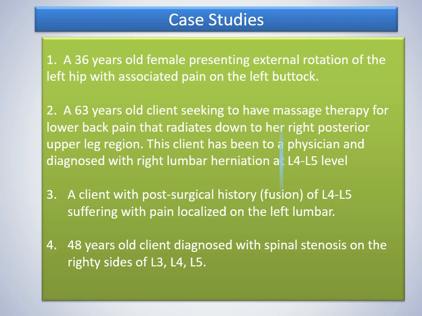So you have the 36-year-old female with external rotation of the left hip. We have another case here, a 63-year-old client seeking massage for lower back pain, radiating down to the right posterior upper leg region. This person has previously been diagnosed with lumbar herniation between L4 and L5. The third one is a client with post-surgical fusion, L4, L5, and suffering now from pain on the left lumbar region. And the last one is a 48-year-old client diagnosed with a spinal stenosis on the right side, between L3, L4, and L5.